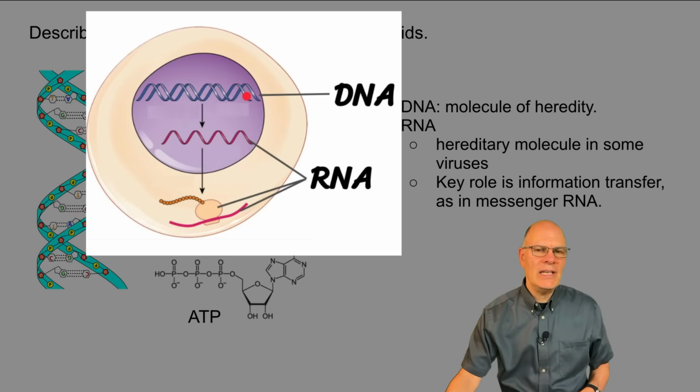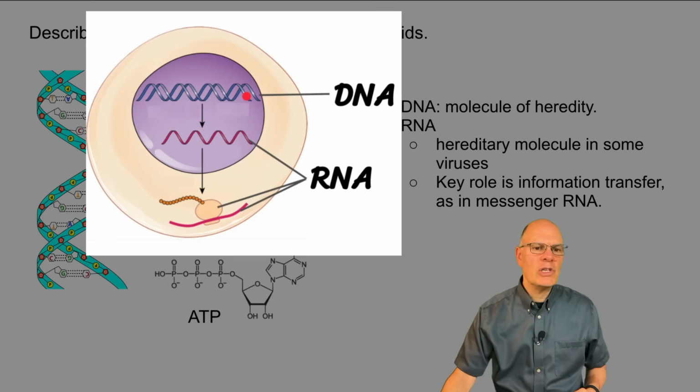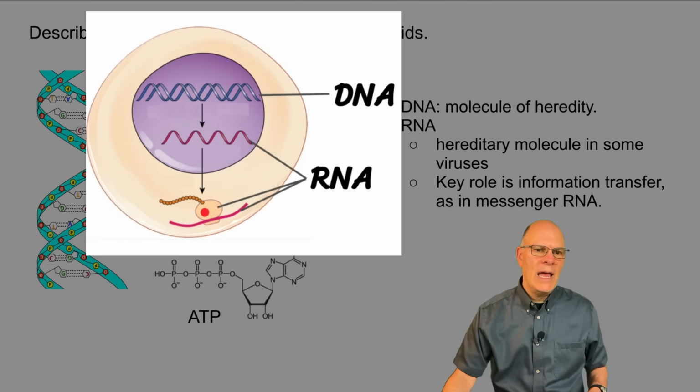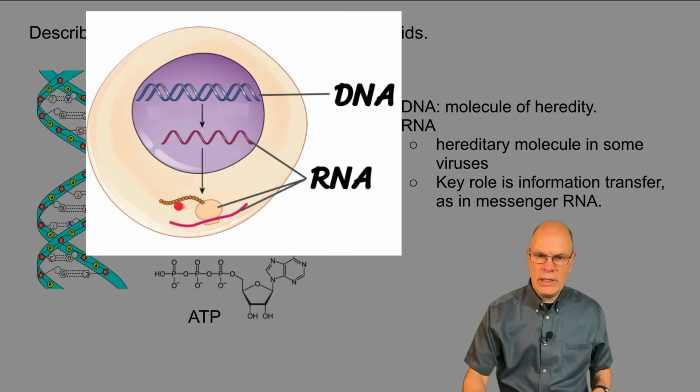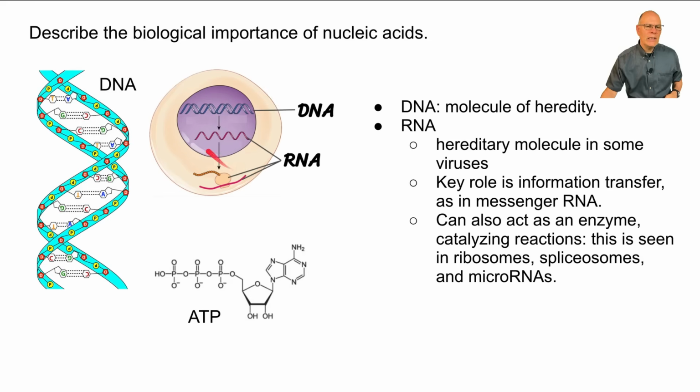So within a cell, here is DNA, the repository of genetic information. It has its information transcribed into RNA, and then that RNA goes into the cytoplasm where a ribosome will translate that RNA message into protein. RNA is a very versatile molecule. It's not in the form of a double helix the way DNA is. It can take many, many forms, and it can act as an enzyme catalyzing reactions. Ribosomes are essentially catalytic RNA. There are also other molecules called spliceosomes, microRNAs, that play a whole variety of functions.